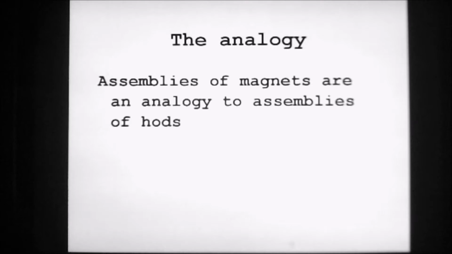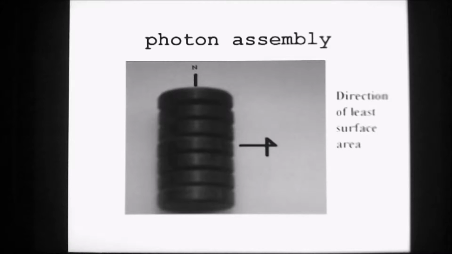Assemblies of magnets are an analogy to the assemblies of Hodge. This is a photon. Here you see the disk magnets in a column. If you put this in a bowl and in water, this direction will align to the north Earth magnetic pole. This is the minimum surface area, so that's the direction of movement.